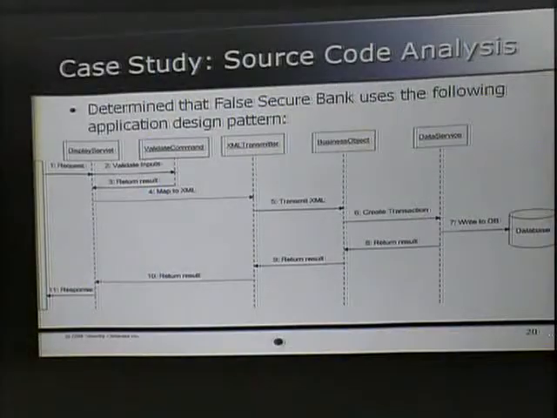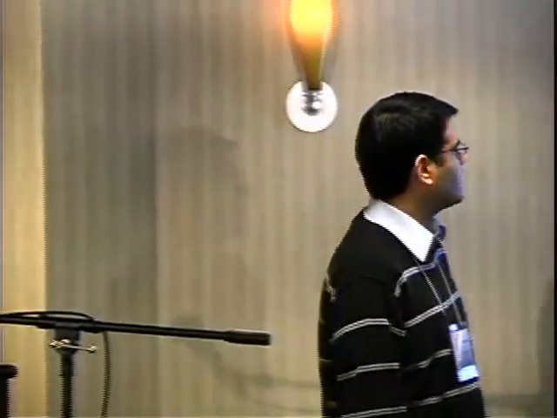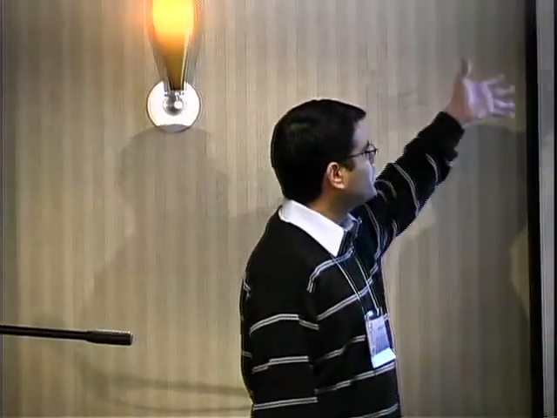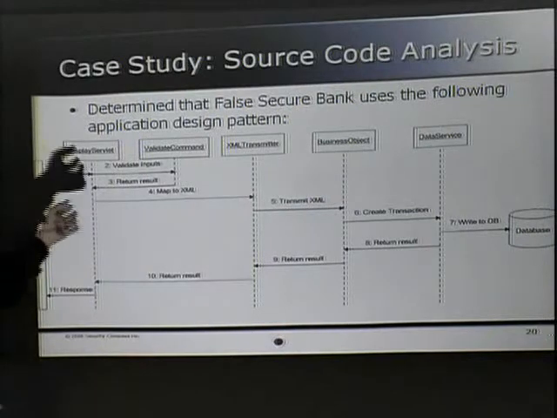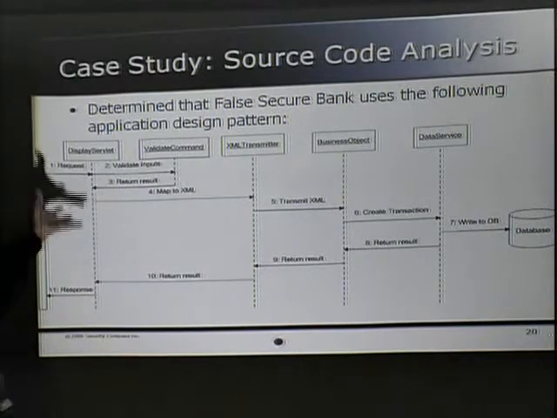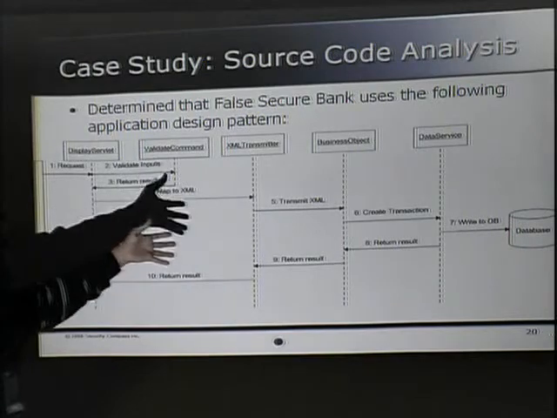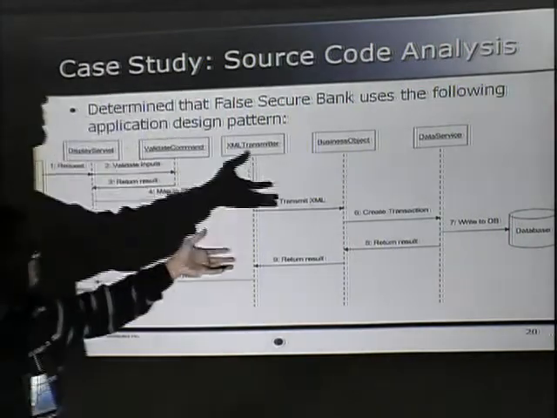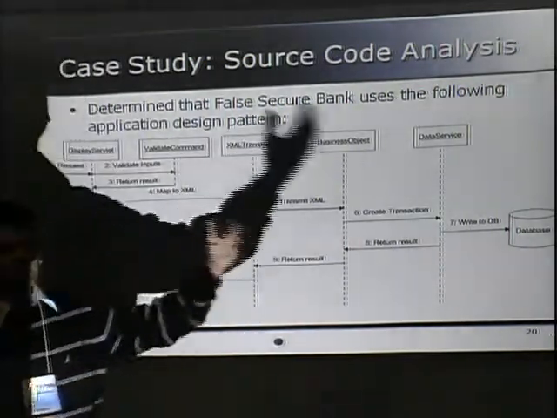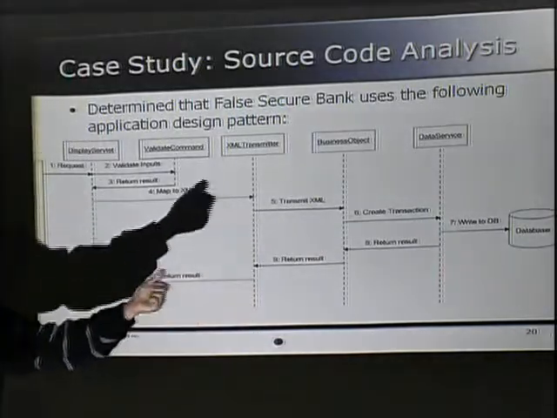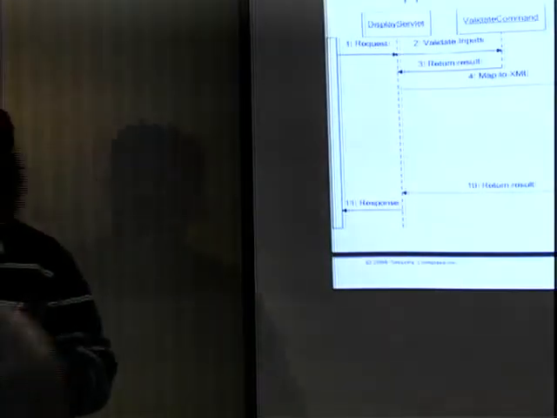So would you say that if, after looking at code inside Vault Secure, there was a transaction that is taking place over a period of time, we figure out that you have a request coming in, it goes through a validator command, it checks for what type of return is there, and then it goes to XML transmitter, and then it transmits to the business object, which creates a transaction, then goes to the database object, and then goes all the way back. So is this something that you would say is the common pattern?